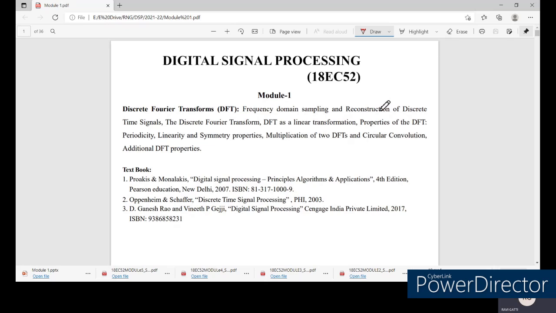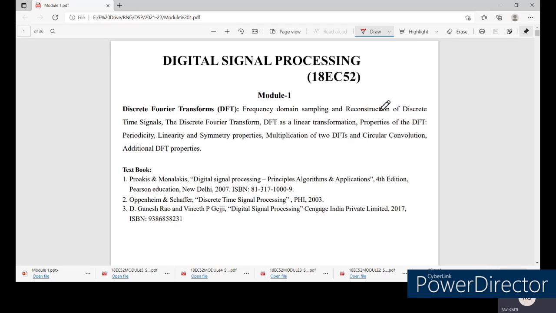In the earlier classes, we studied what digital signal processing means, the difference between Fourier series and Fourier transformation, and where we can find applications of digital signal processing. In today's topic, let us look into what exactly Module 1 consists of.